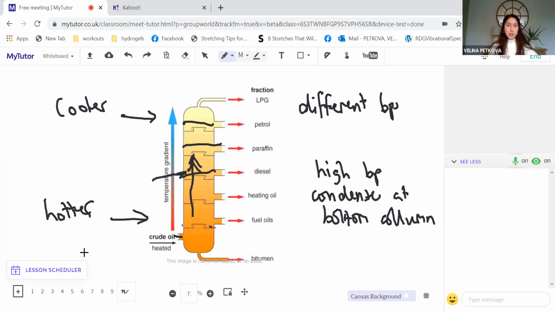BPs. Okay, so any other questions on fractional distillation? You said that the higher BP condense at the bottom. Okay, so those liquids with higher boiling points condense at the bottom. Those with lower boiling points condense at the top.